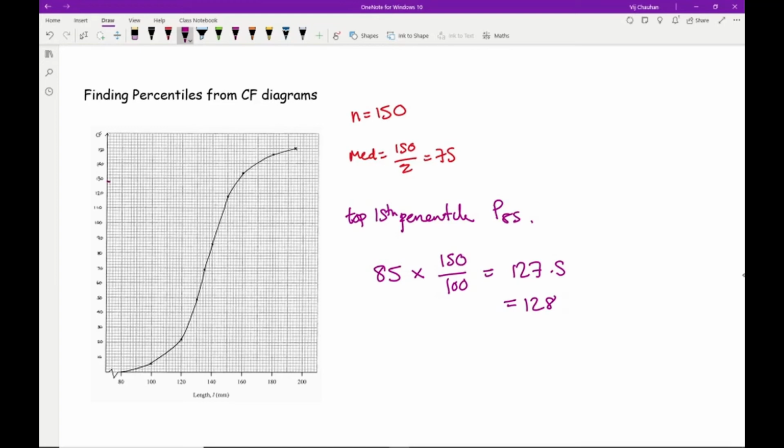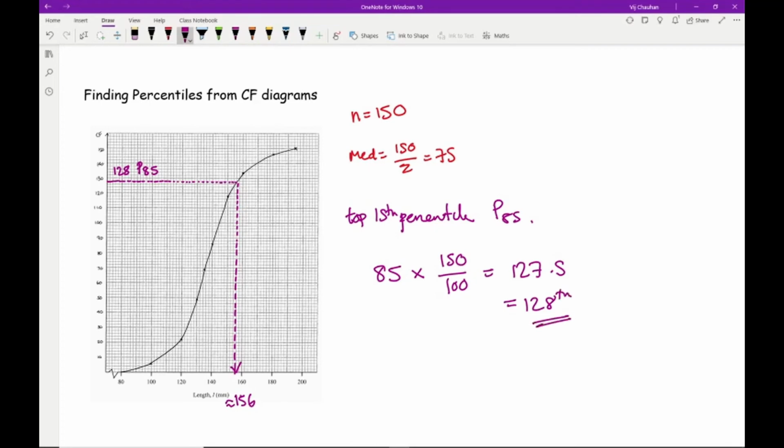128 is, which is just there, and using a ruler I would go up to the curve, so where that's 128, and that's where P85 is, and then from this I would project downwards. So to be in the top 15%, the length would need to be roughly around 156, I would say, at a guess. So that's basically telling me the position.